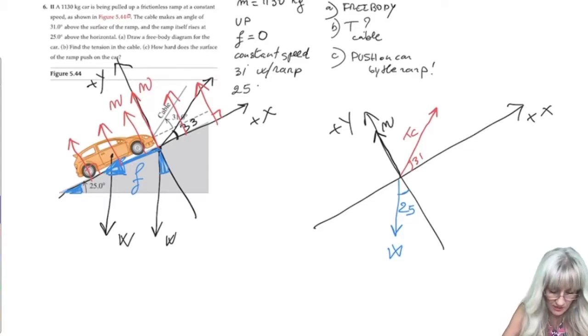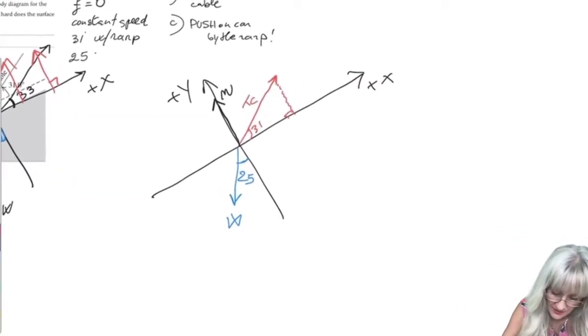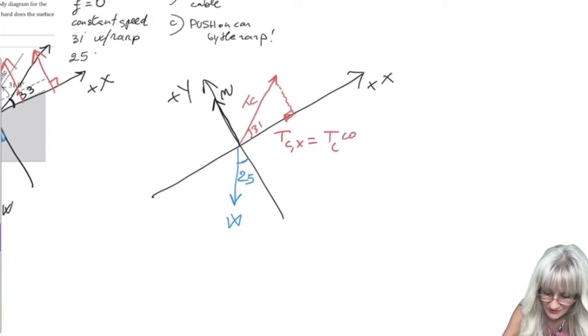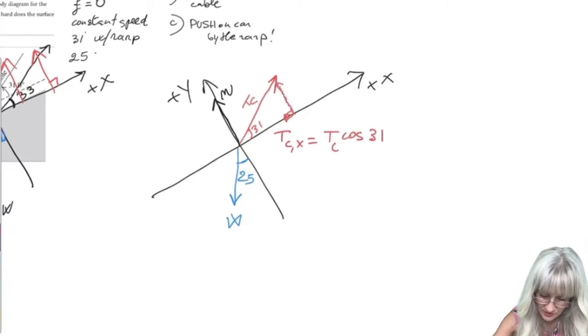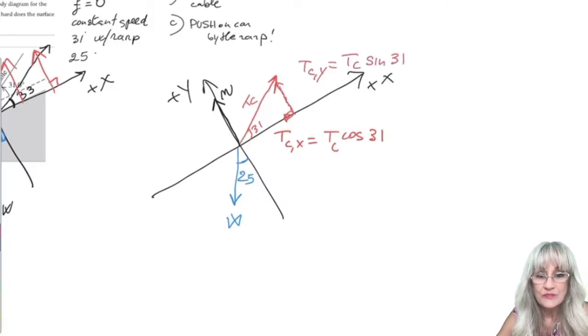As you can see, I'm going to do the components for T of C and the weight. So I'm going to write it here on the diagram. This is T of C. On the x-axis is going to be the hypotenuse multiplied by the cosine of 31, positive. And this is going to be T of C y, which is T of C sine of 31, positive.